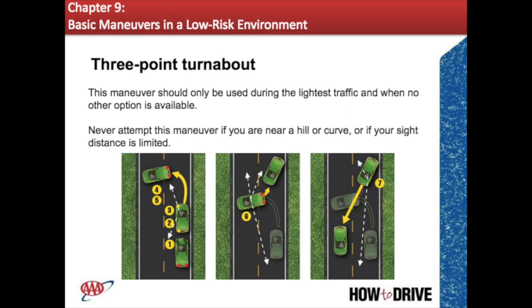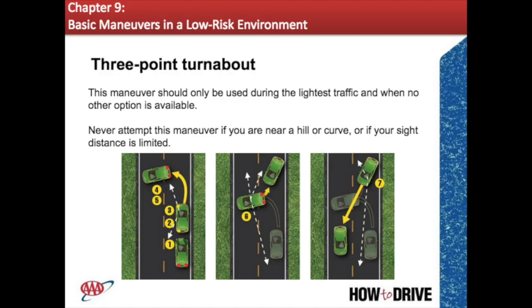Then we have the three-point turnabout. This maneuver should only be used during the lightest traffic and when no other option is available. Never attempt this maneuver if you are near a hill or a curve or if your sight distance is limited. So how do you perform a three-point turnabout? First, be sure that there is no rear or oncoming traffic. Then signal right and stop as close as possible to the right edge of the roadway or curb.